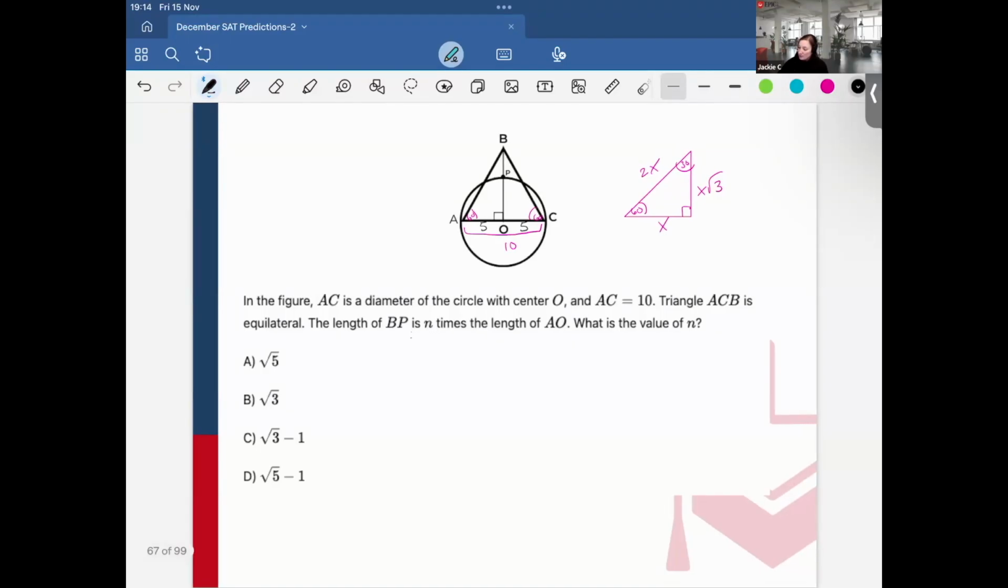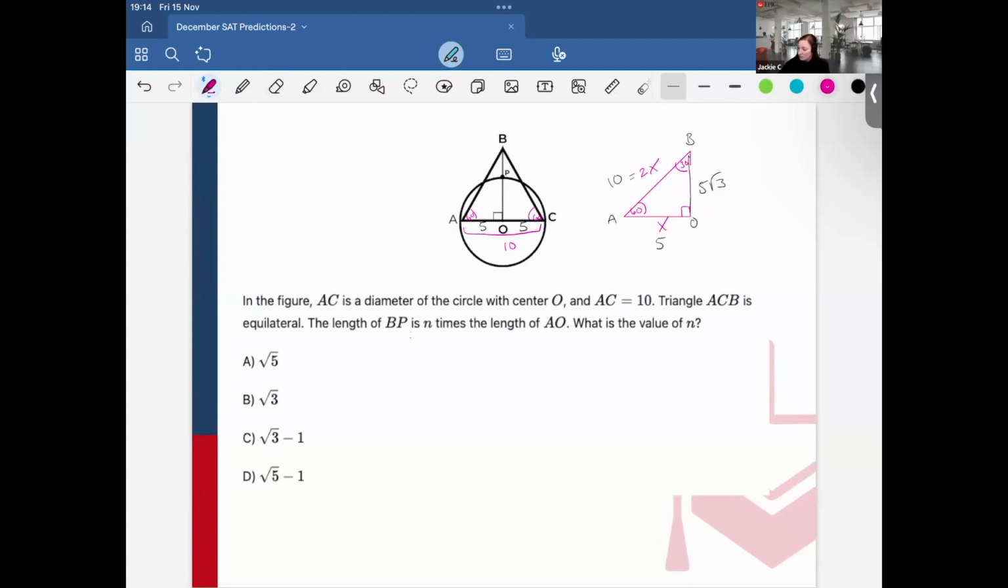Also the height here, so I'll put it also here. So we can see that the height would be 5 root 3, and this would be BOA for my triangle. This would be 5, and this is equal to 10. Okay, so I know that.